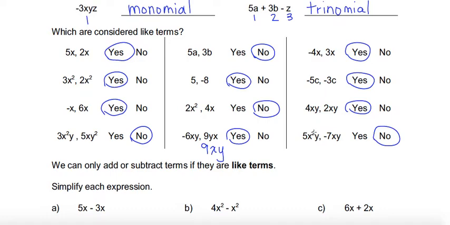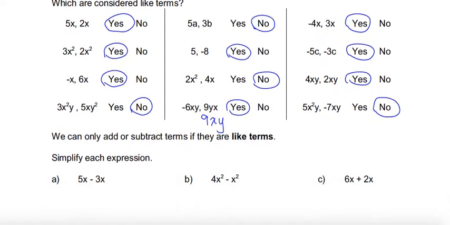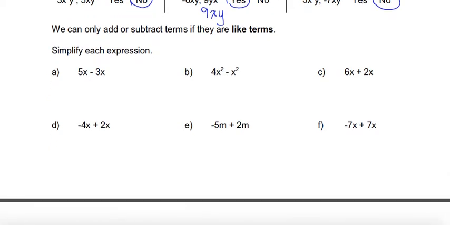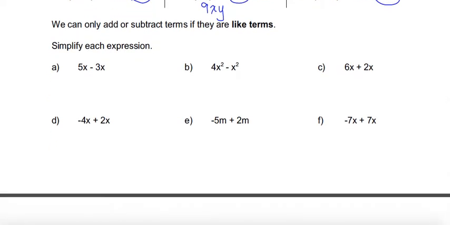So we can only add or subtract terms if they are like terms. When we looked at this graphically, we could only simplify shapes that were the same. We could only add or subtract our large squares together, our rectangles together, and our small squares together. The same applies algebraically. So let's go ahead and simplify these expressions. When we're simplifying expressions, we need to determine if they're like terms, and then we can combine those like terms.